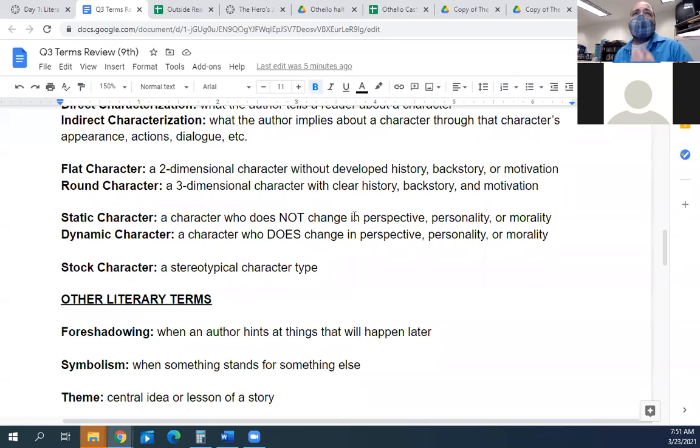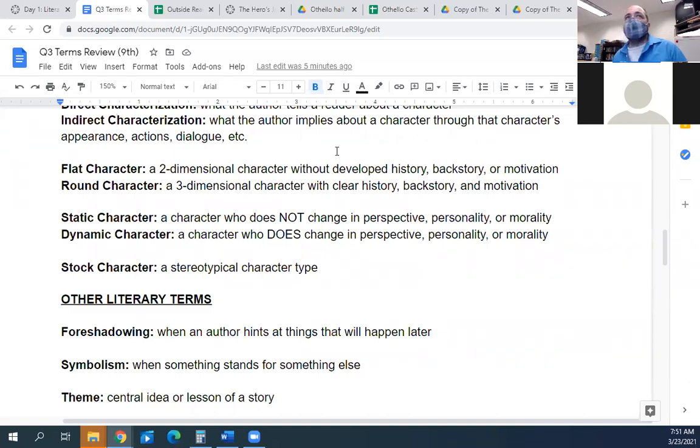A round character is a three-dimensional character with a clear history, backstory, and motivation. So the difference in the round character is we understand with nuance why they do what they do. And we can sit and think about what they would do in any number of situations because we have enough information about them to make these sorts of judgments. Flat characters, we just lack that information. They're like a cardboard cutout at the movie theater.